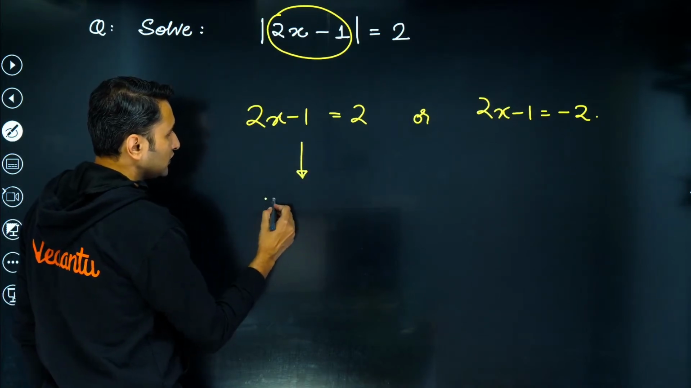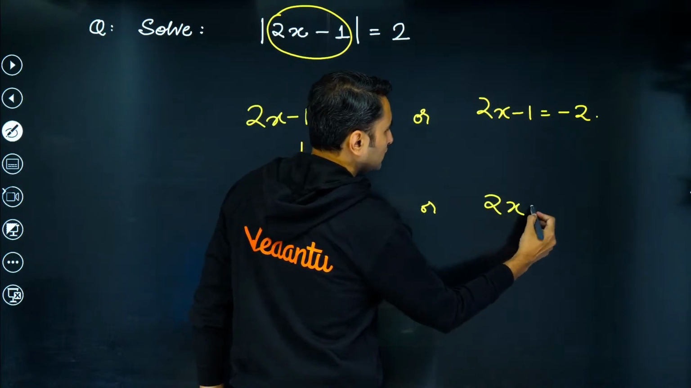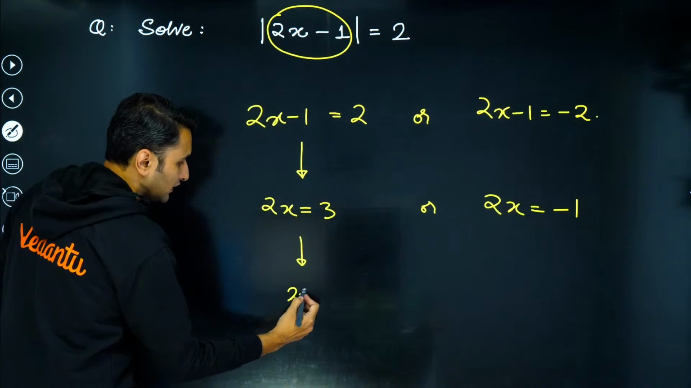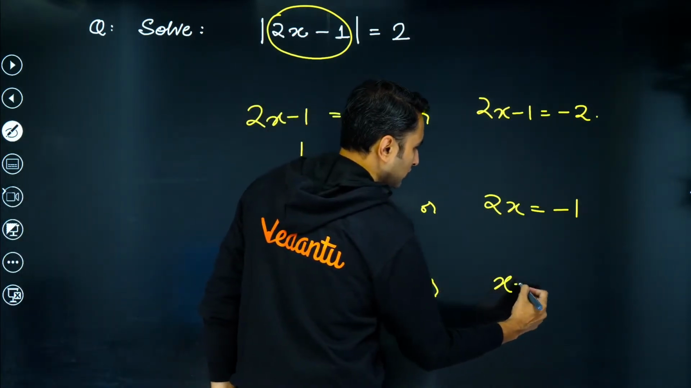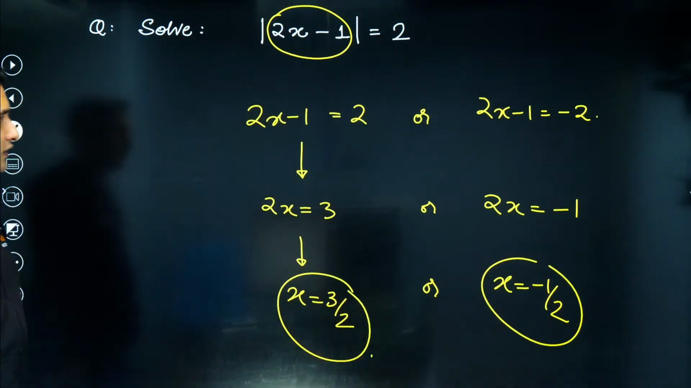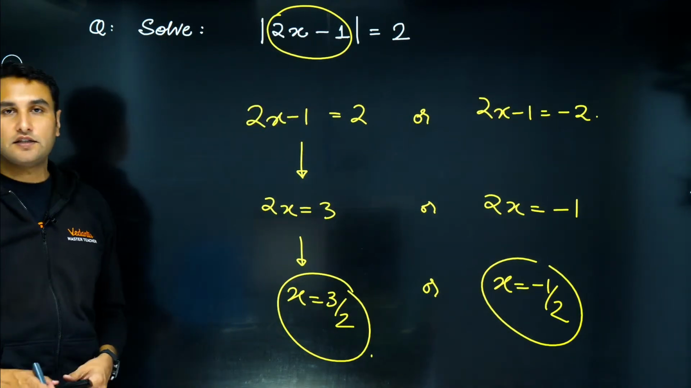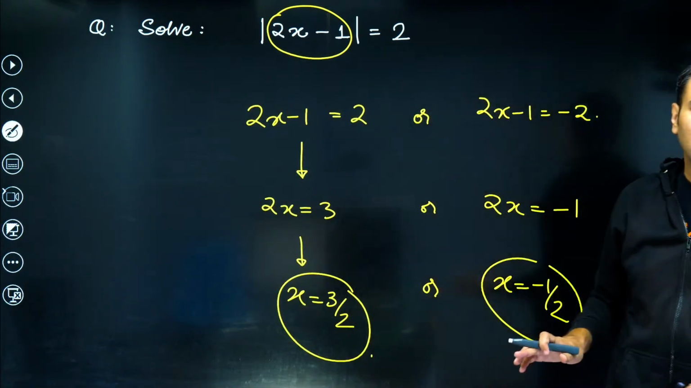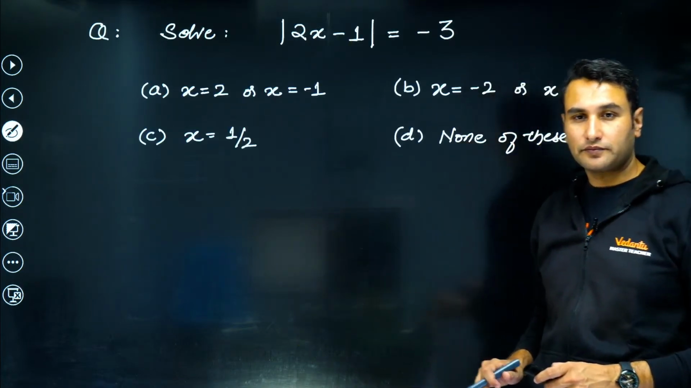So this becomes 2x is equal to 3 or 2x is equal to minus 2 plus 1, which is minus 1. So this implies x is equal to 3 by 2 or x is equal to minus half. Right? So these are the two possible values of x which will make modulus of 2x minus 1 equal to 2. Simple, clear, no confusion here. Alright? Okay? Now let's move ahead.